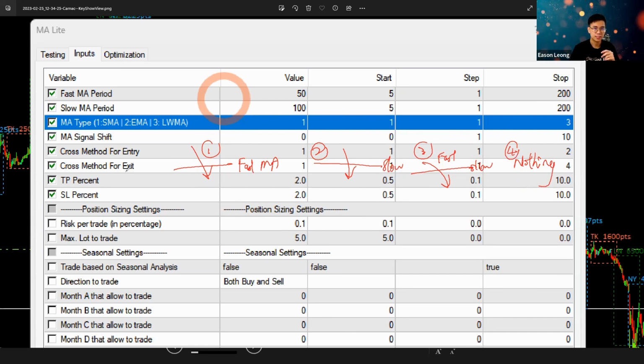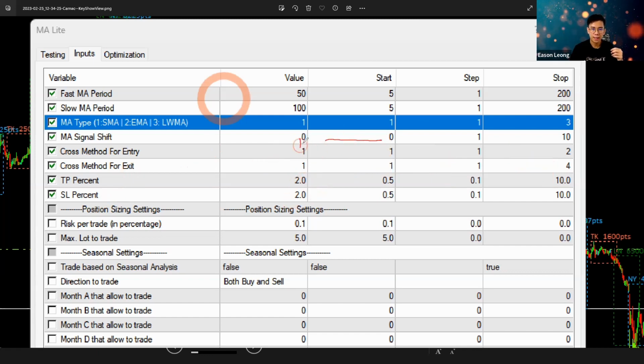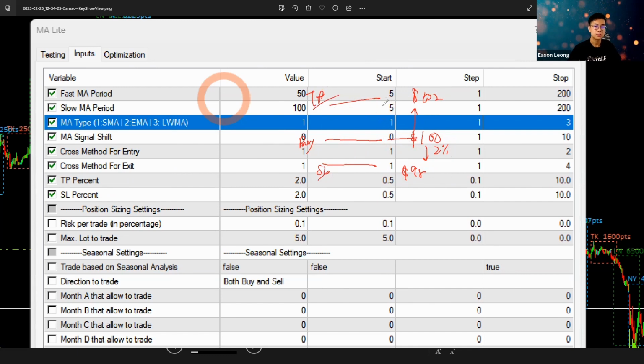Lastly is take profit percent and stop loss percent. By default I put it to be 2 and 2. Meaning if you make a buy at this price, let's say the price is $100, then the stop loss will be 2% down, which is $98, and 2% up is $102. This will be your take profit, and this will be your stop loss. So this is how the robot operates right now.